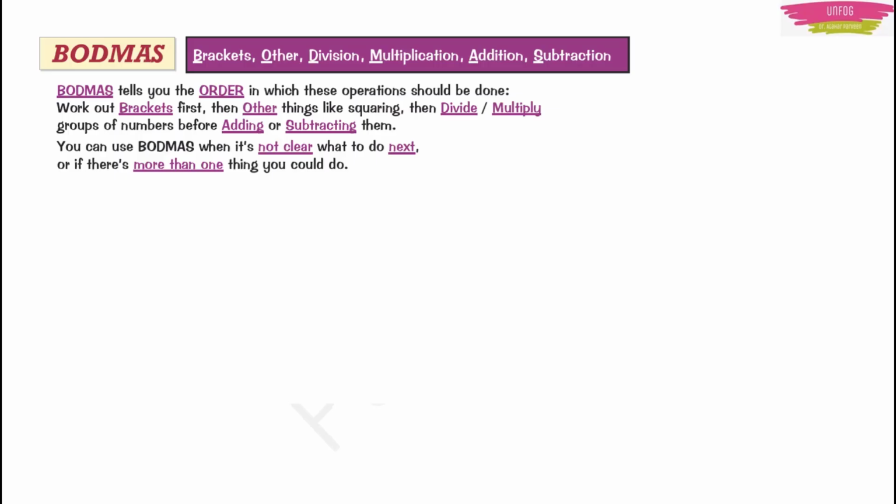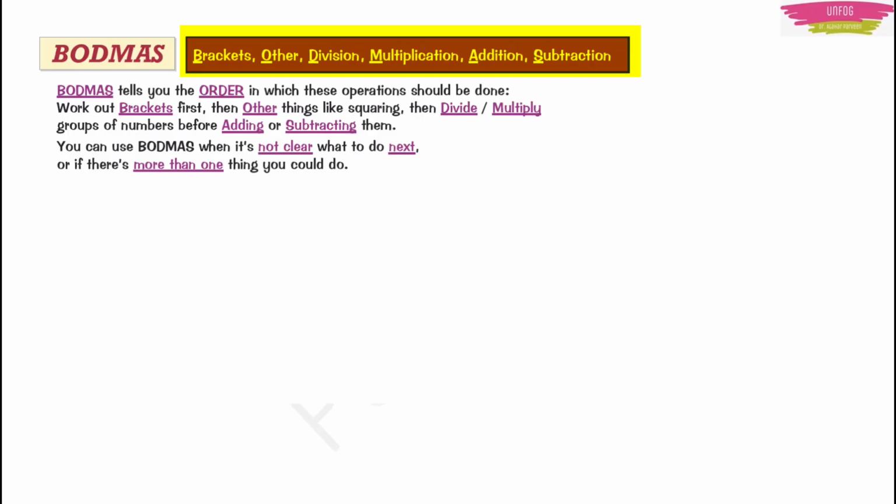Now what is this BODMAS? The full form of BODMAS is brackets, of, division, multiplication, addition, subtraction. Basically, BODMAS tells you the order in which these operations should be done. First you remove the brackets. Then you remove the 'of' things from the sum, like squaring and indices and all that.